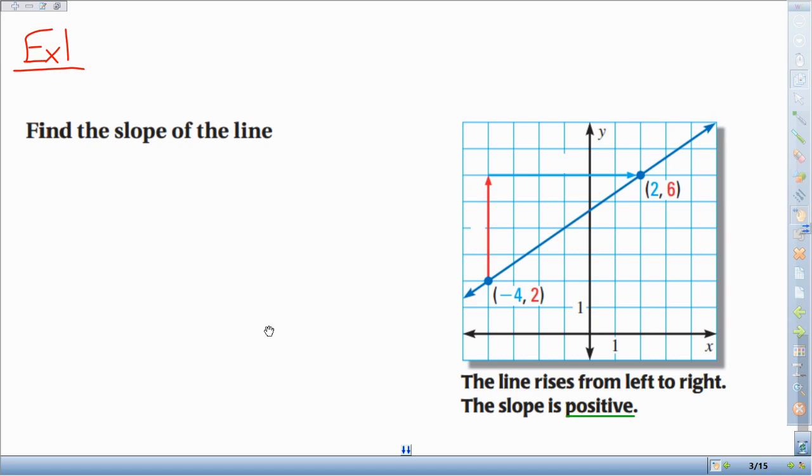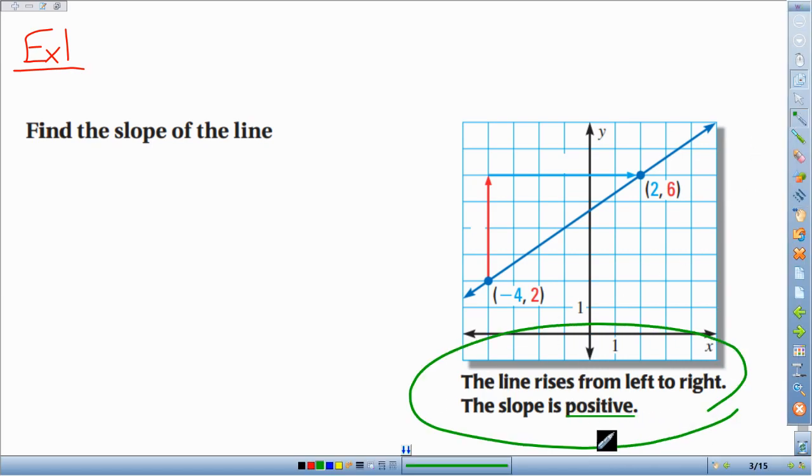Okay, so find the slope of the line. They give us this graph, and then we'll refer back to this thing at the end because it's actually something I've already pointed out before, but it'll make more sense in the context after we find the slope. Okay, so let's go ahead and do it.